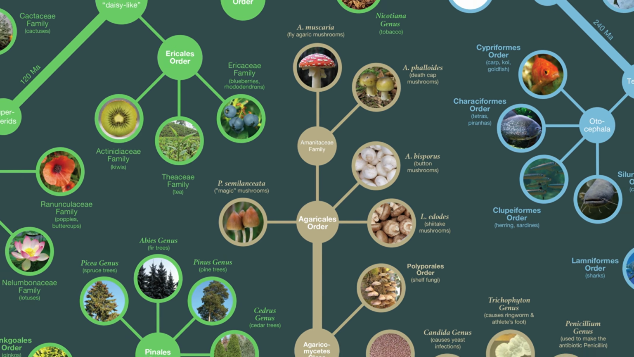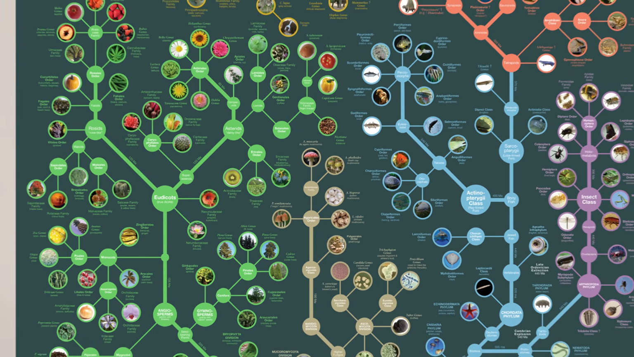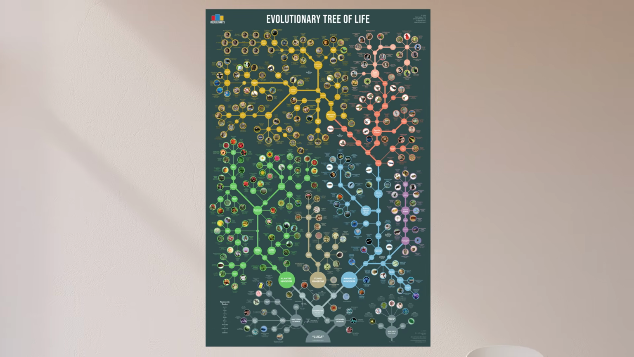Okay, so that was a look at the plant and fungi kingdoms, which means that I've now covered everything on the chart. However, I am going to do one more video in this series, in which I look at some additional charts that help explain how we know that evolution is true.